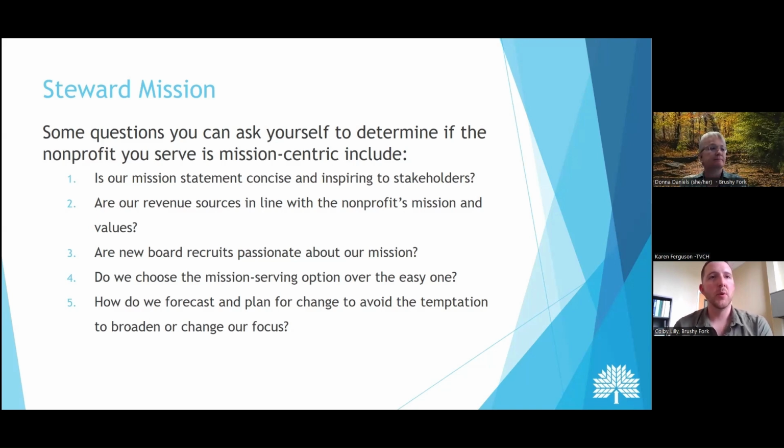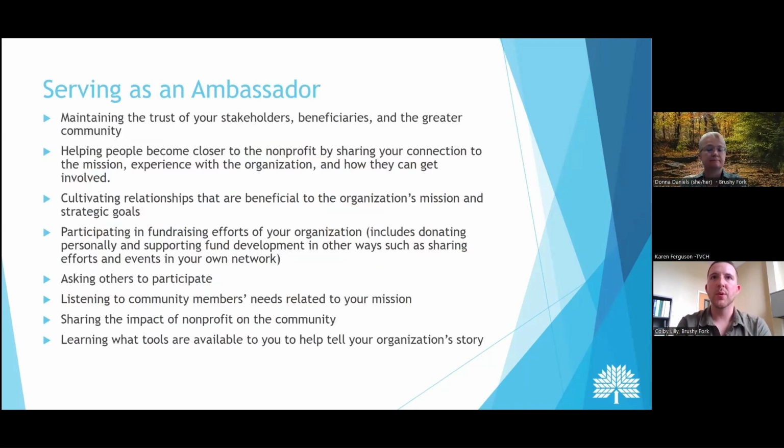So up next, we'll look at the importance of serving as an ambassador for your organization. Your organization's reputation is one of its most vital and valuable resources. As a board member, you have a responsibility to maintain the trust of your stakeholders, beneficiaries, and the greater community. Being an ambassador takes this responsibility a step further and means that you engage people with the nonprofit by sharing your connection to the mission, experience with the organization, and how they can get involved. There are numerous ways you can cultivate relationships that are beneficial to the organization's mission and strategic goals.